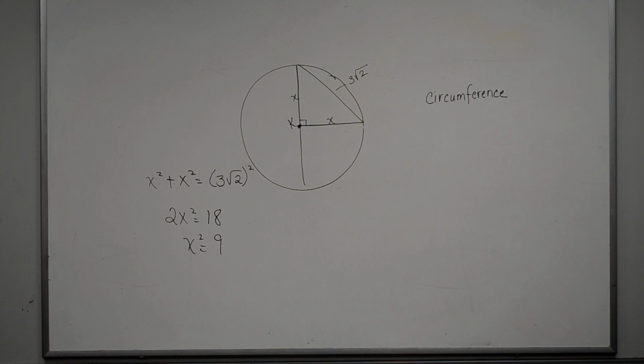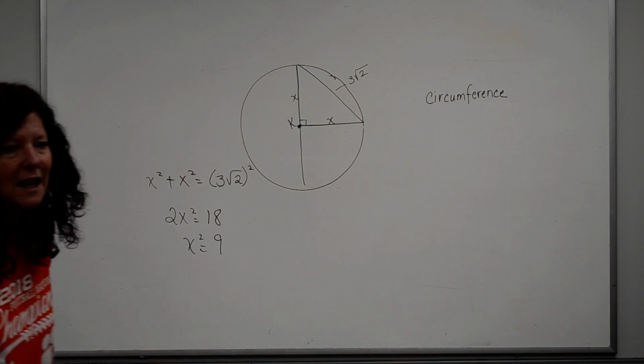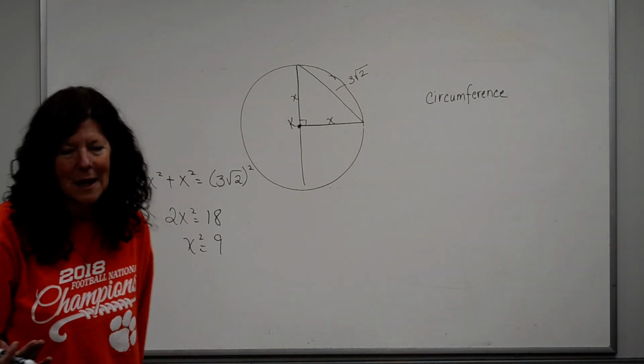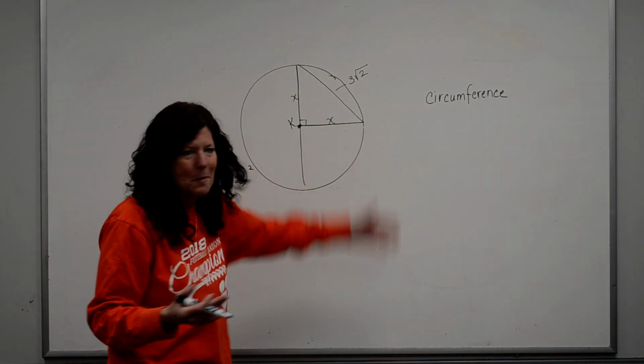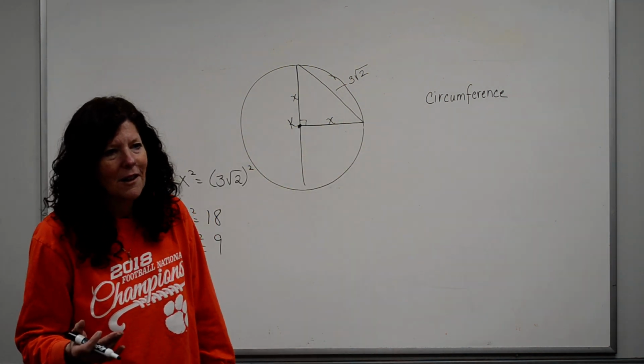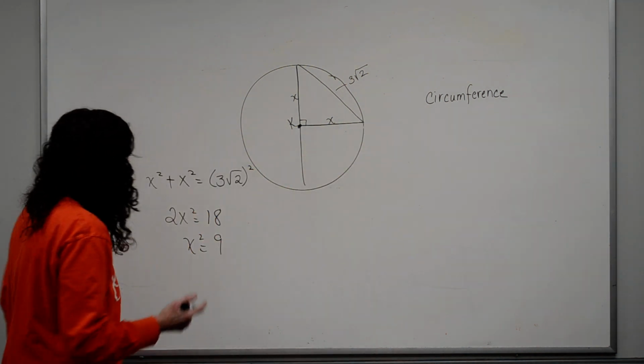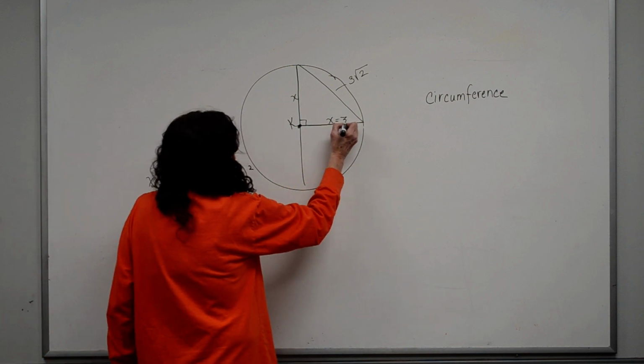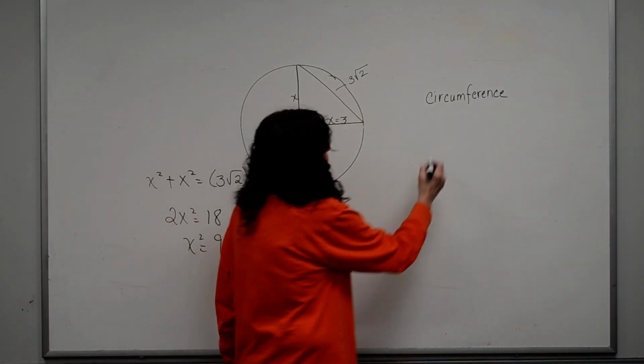3. Now, technically, the square root of 9 is plus or minus 3, but that's a distance, guys. There's no way my radius can be negative 3. Okay, so it has to be a positive 3. So now I know what the radius of the circle is. So now I can find my circumference.